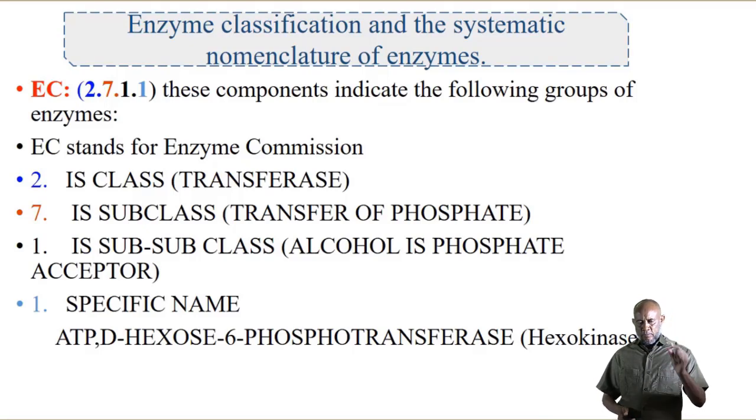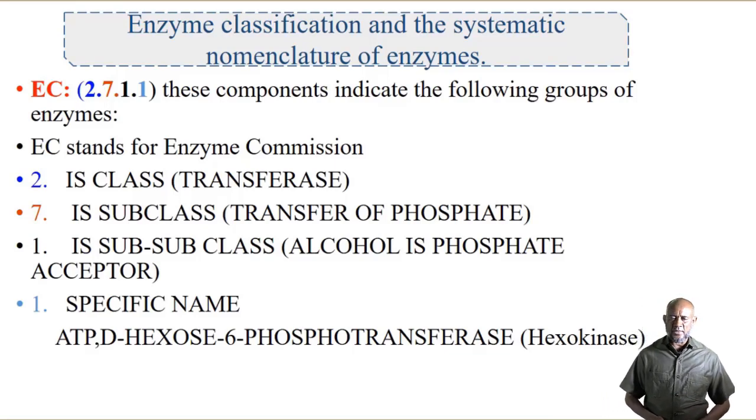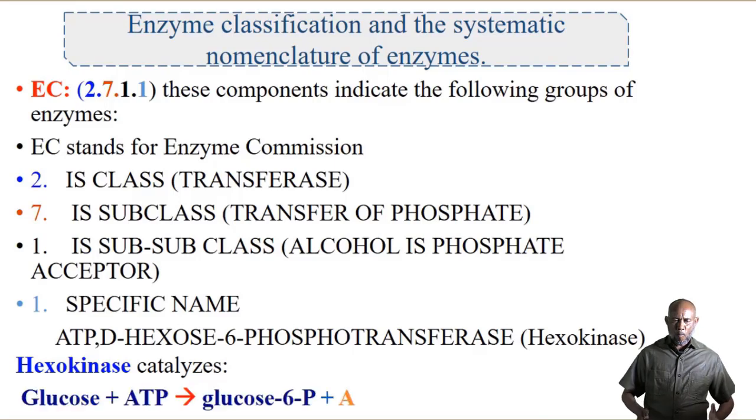The first number is the class, the second number is the subclass, the third number is the sub-subclass, and the last number is said to be the specific name of that enzyme. Hexokinase catalyzes the glucose reaction. That means the glycolysis of glucose, and glucose is changed into glucose 6-phosphate. That is powered by ATP.